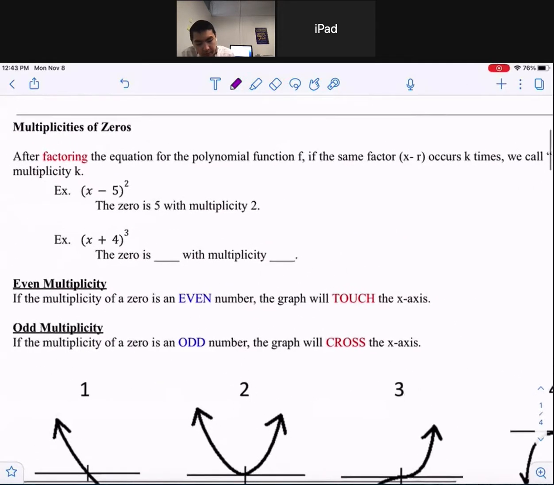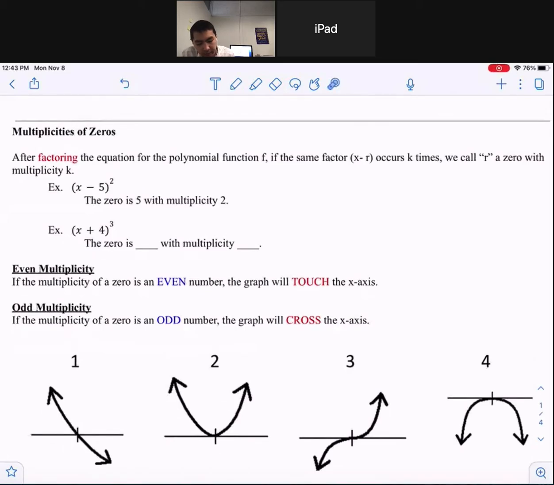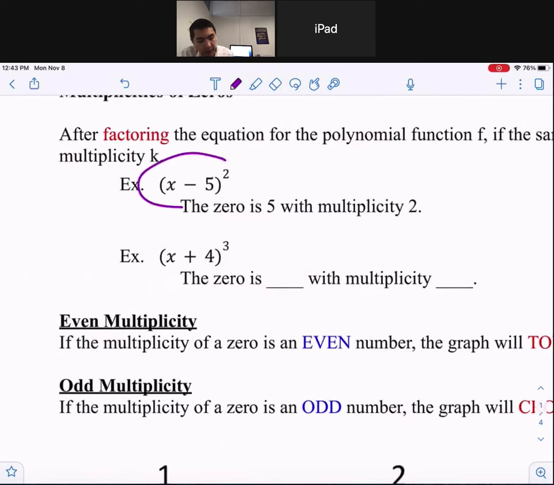So, multiplicities. After factoring the equation for polynomial function f, if the same factor x minus r occurs k times, we call r a 0 with multiplicity k. So I think we can agree with this one that 5 is a 0. x equals 5 is a 0.